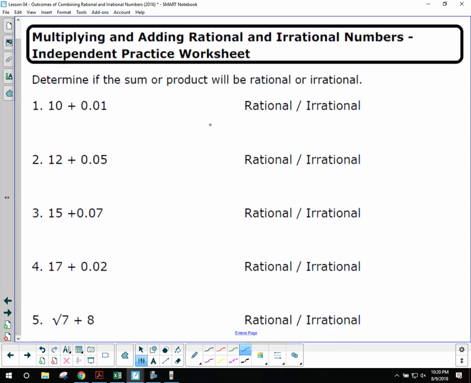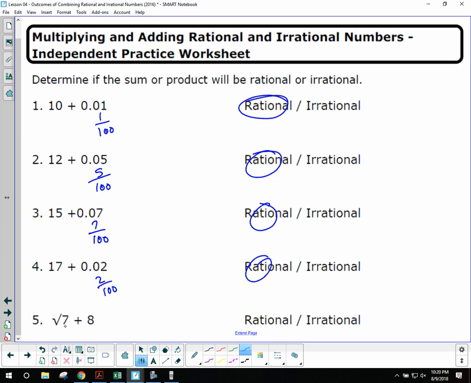Alright, we're back. 10 plus 0.01 is a terminating decimal. Guess what? Rational. 12 plus 0.05, rational. 15 plus 0.07, rational. Again, these are terminating decimals. I can write these as fractions. An easy fraction to think of is 1 over 100, 5 over 100, which could be reduced, 7 over 100. This would be 2 over 100. Again, rational. Root 7, on the other hand, is irrational, so this guy's going to be irrational.